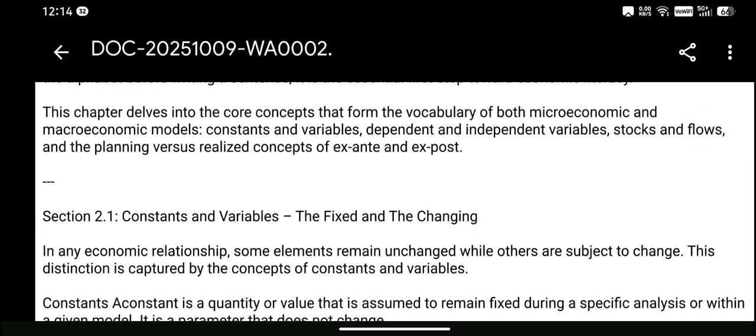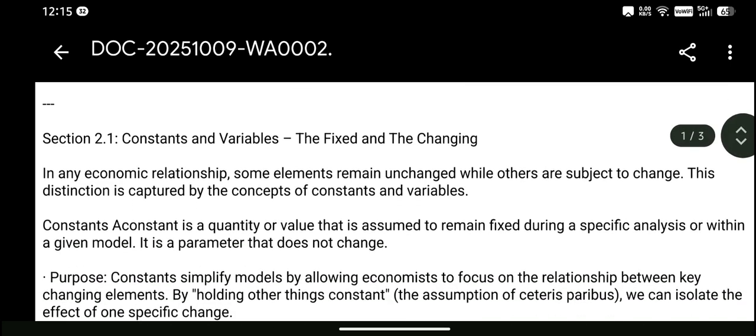This chapter delves into the core concepts that form the vocabulary of both microeconomic and macroeconomic models: constants and variables, dependent and independent variables, stocks and flows, and the planning versus realized concepts of ex ante and ex post.